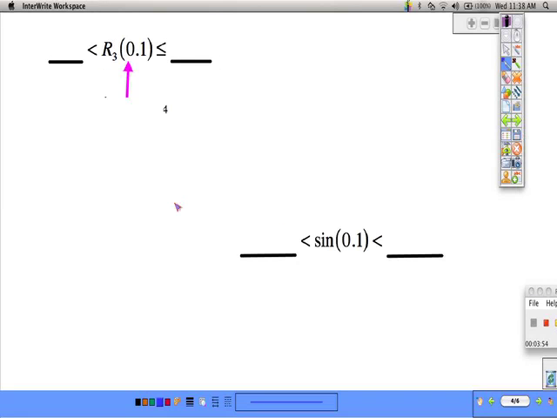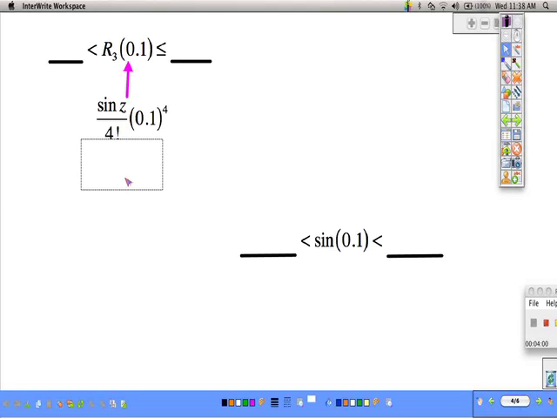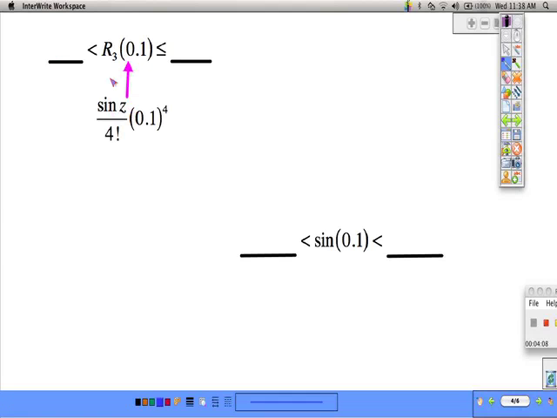So if we're going to figure out what bounds our third remainder at 0.1, we need to think about what this is going to be. The simplest is that the remainder has to be bigger than 0. But worst case scenario now, we need to look at that sine of z over 4 factorial times 0.1 to the fourth. That was our remainder term. We need to figure out what's the worst case scenario for that.